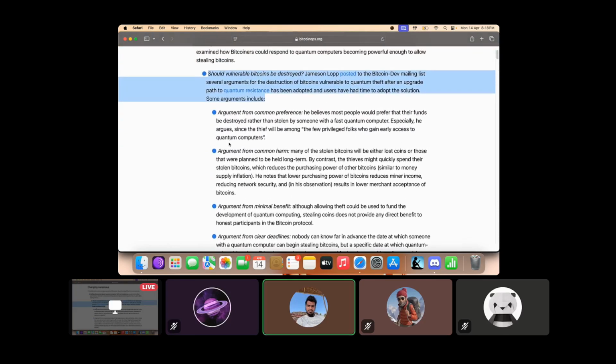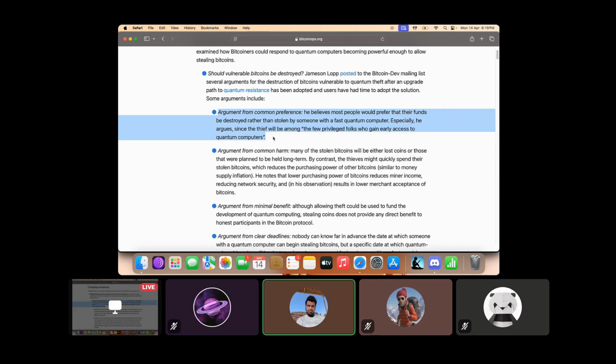Let's go through them one after the other. Argument for common preference. He believes most people would prefer that their funds be destroyed rather than stolen by someone with a fast quantum computer, especially, he argues, since the thief will be among the few privileged folks who gain early access to quantum computers, right?